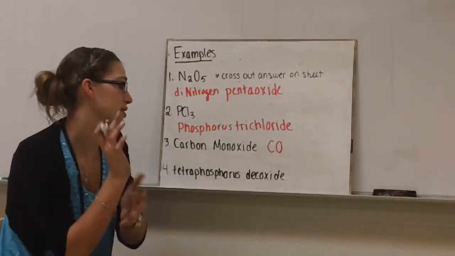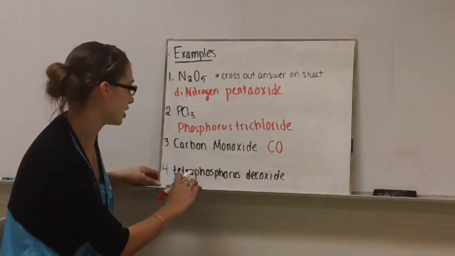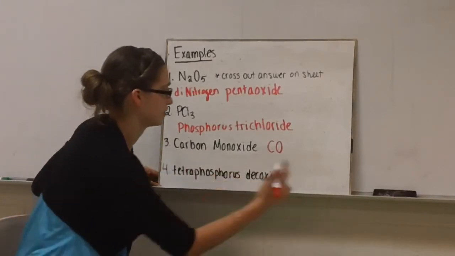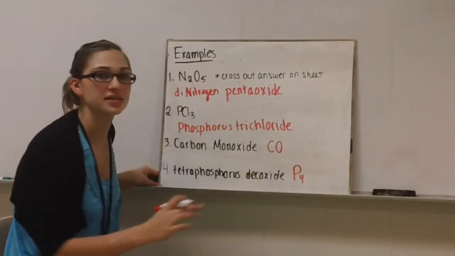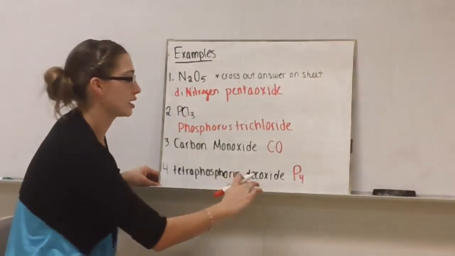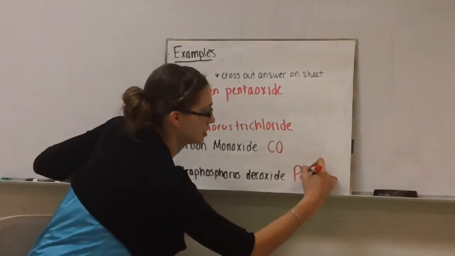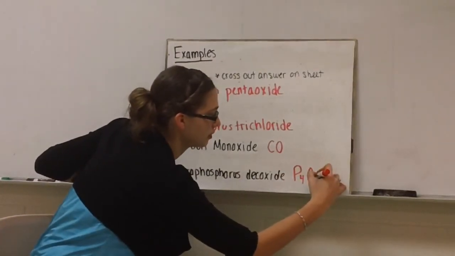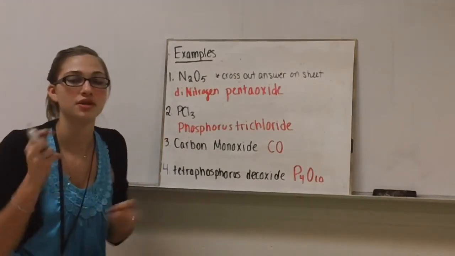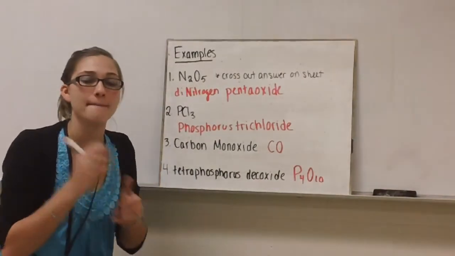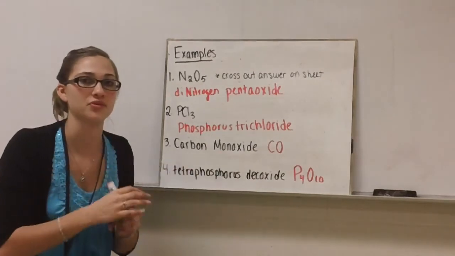Tetraphosphorus decoxide. So tetra tells us that we have 4 phosphorus, so P4, and then oxide tells us that we have oxygen. Deca tells us that we have 10 of them, so P4O10. There's 2 more examples on your worksheet. Make sure you're able to go back and forth between those as well.